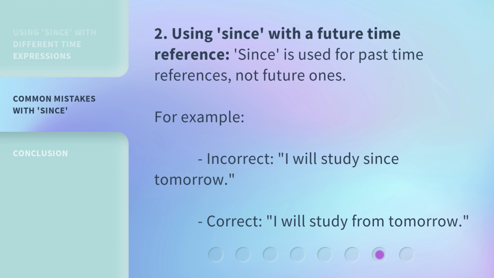2. Using since with a future time reference. Since is used for past time references, not future ones. For example, incorrect: I will study since tomorrow. Correct: I will study from tomorrow.